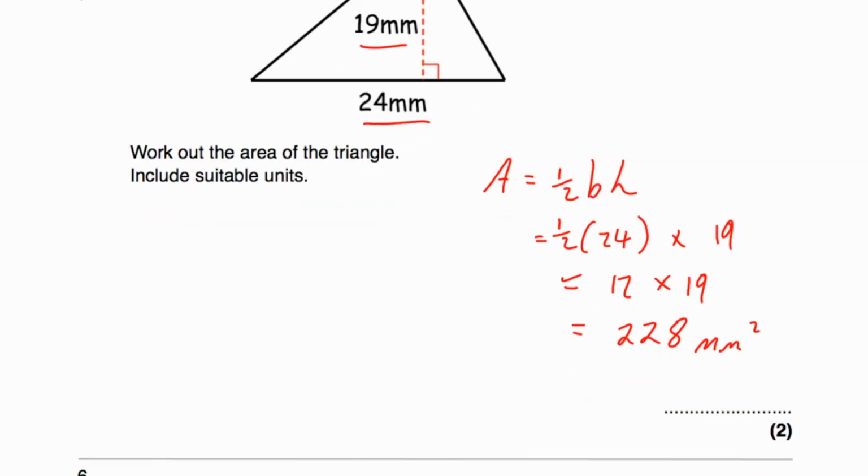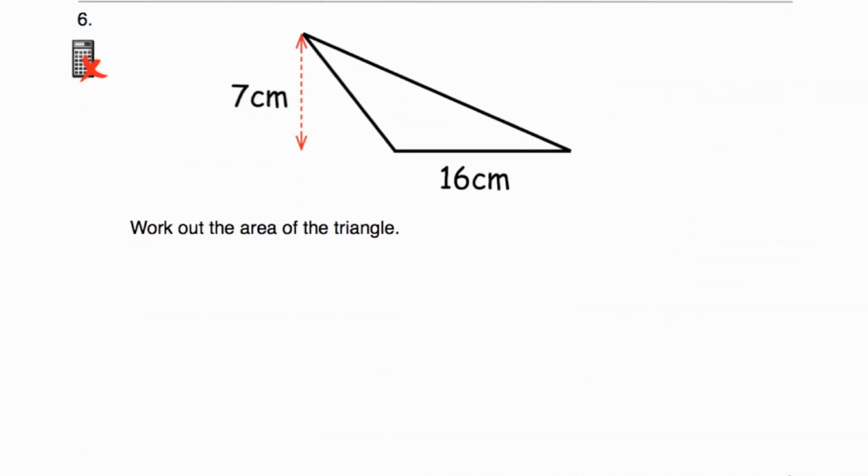Okay, let's have a look at our next question. Question number 6. We've been given this triangle. It's got a base of 16 centimeters and it's got a height, the distance between the base and the tallest point of the triangle, of 7 centimeters. And we've been asked to work out the area of the triangle. So the area of the triangle is given by the formula half the base times the height. And the base would be 16, so we can do half of 16 and then multiply that by the height 7.